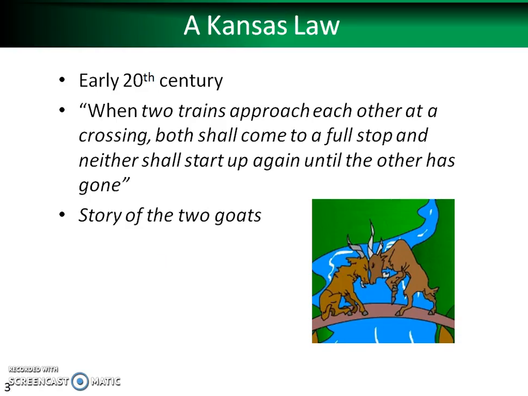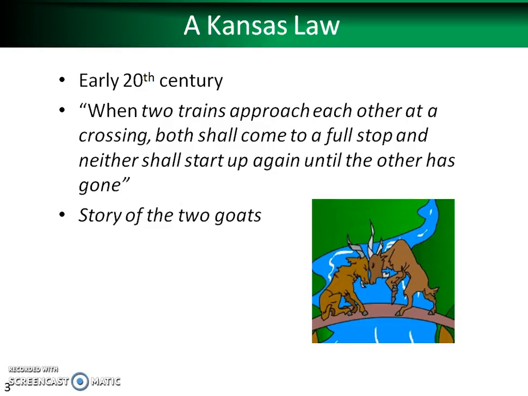Now, we have a law called the Kansas law. According to this, when two trains approach each other at a crossing, both shall come to a full stop and neither shall start up again until the other has gone. So, what does it mean? You have only one train track, but from both ends of the track, a train is coming towards the other. So, ultimately, none of the trains can progress forward unless one train gives up. Deadlock is such a situation where none of the trains is ready to go back, but they want to progress further. Ultimately, none of them progress.